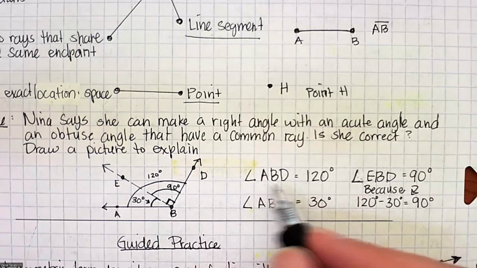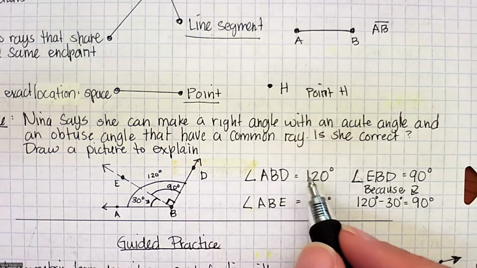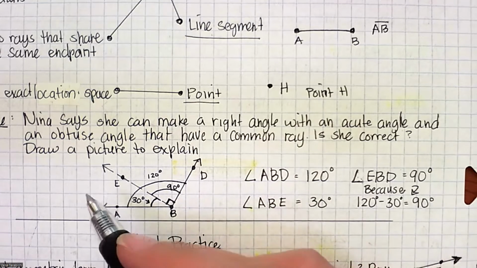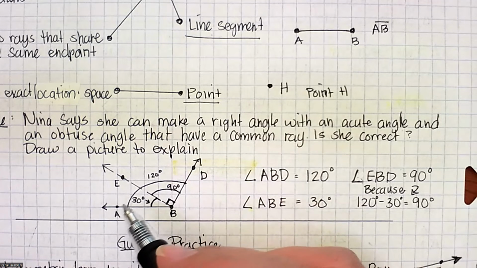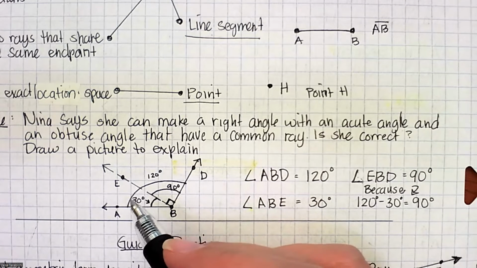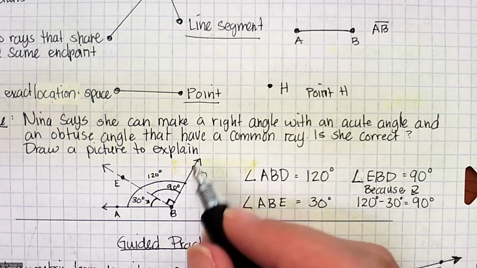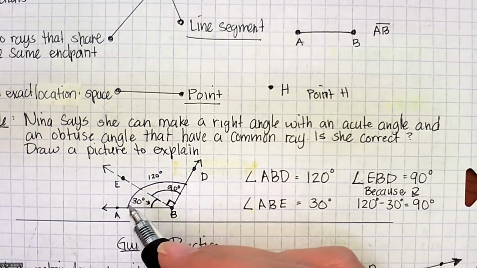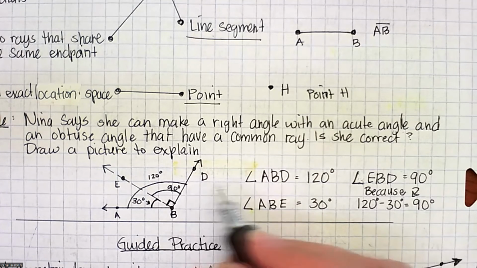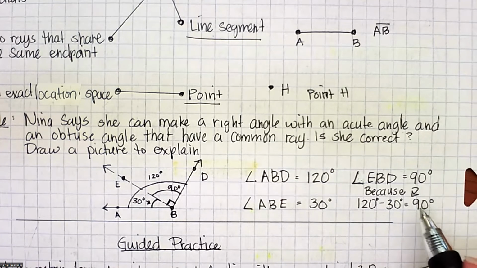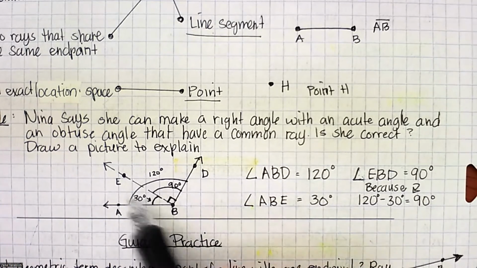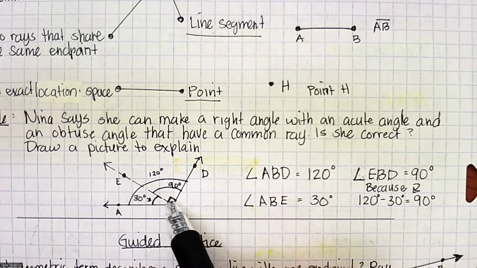Let's stop and think. So ABD, this big open wide one, is 120, and the little one, ABE, is 30. Now to find EBD, I'm going to take the whole thing minus this little part, because I want to find out this part right here. I want to find out how open this part is right here. So I'm going to take the whole thing minus the little piece to find this inside part. So 120 minus 30 is going to give me 90. So angle EBD, this one, is going to measure 90 degrees. So we took the whole thing minus the part that we didn't need to find the remaining part in here.